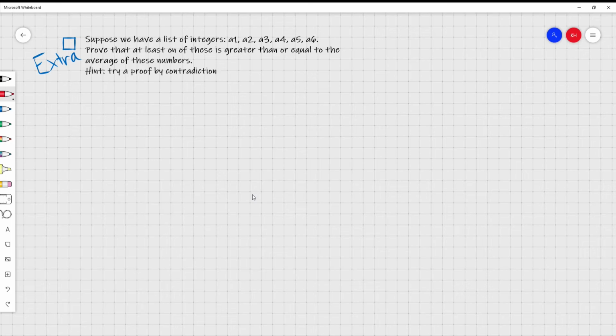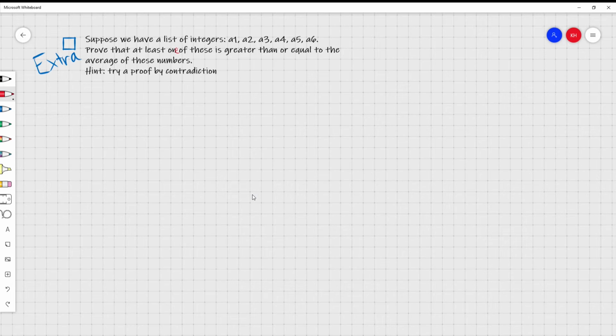All right, and to our final question, which is going to be a proof: suppose we have a list of integers a1 through a6. Prove that at least one of these is greater than or equal to the average of these numbers. And we even give a hint here: try a proof by contradiction.